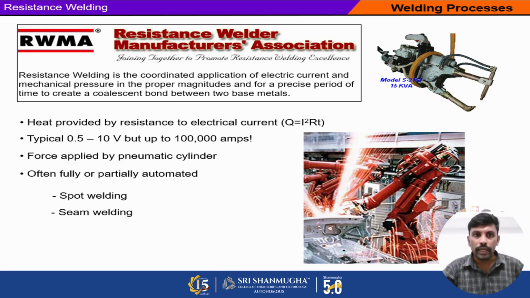In this type of welding, the heat is produced by the resistance to electrical current, that is Q equals I squared R T. In this process, the voltage is around 10 volts, but the current ranges from 10,000 amps to 1 lakh amps. The force is applied by a pneumatic cylinder. There are two types: spot welding and seam welding.